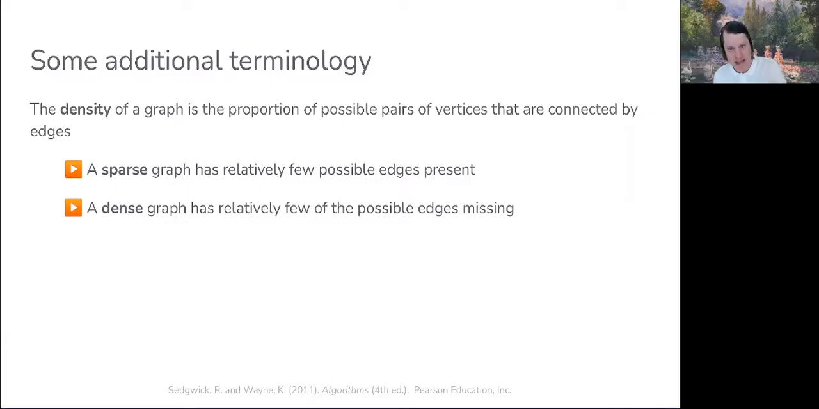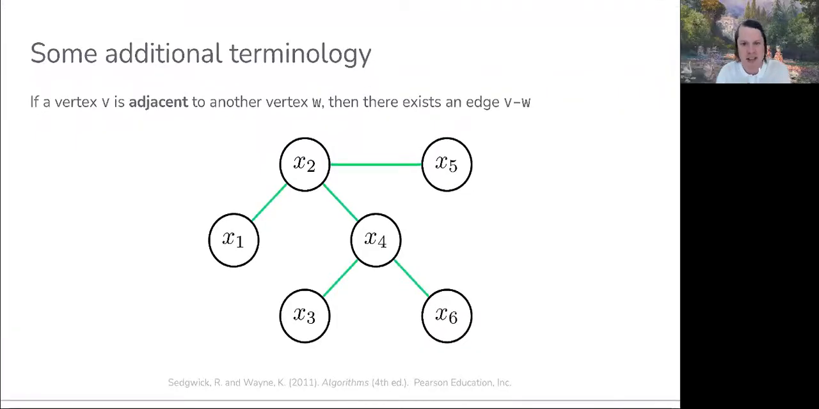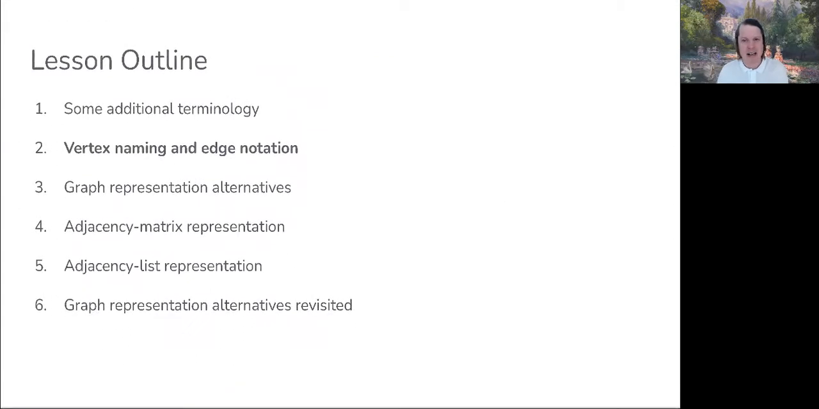And then to close out this video, I just want to introduce this concept of adjacency. If a vertex V is adjacent to another vertex W, then we will say there exists an edge between V and W to make them adjacent to one another. So with that, let's go ahead and transition into some vertex naming and edge notation.